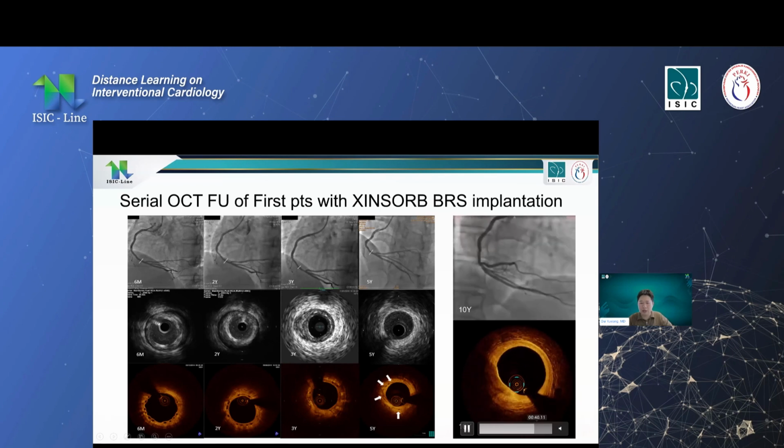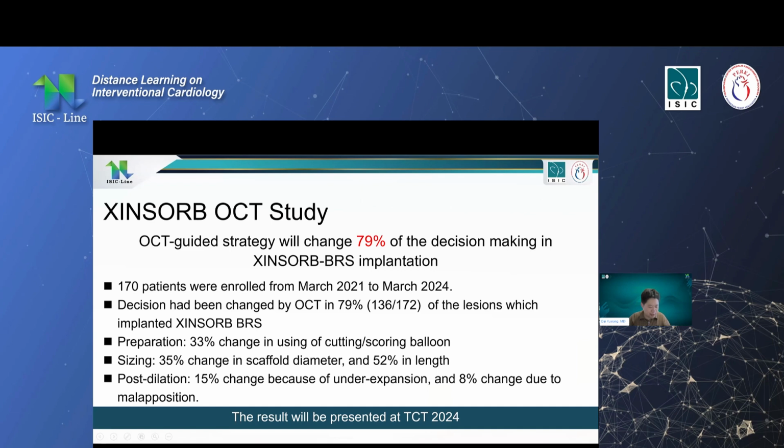Yeah, and also the latest recent OCT study was performed in our center and other centers in China, totally 170 patients were enrolled from March 2021 to March 2024. It indicated that OCT guided strategy will change 79% of the decision making in scaffold implantation.